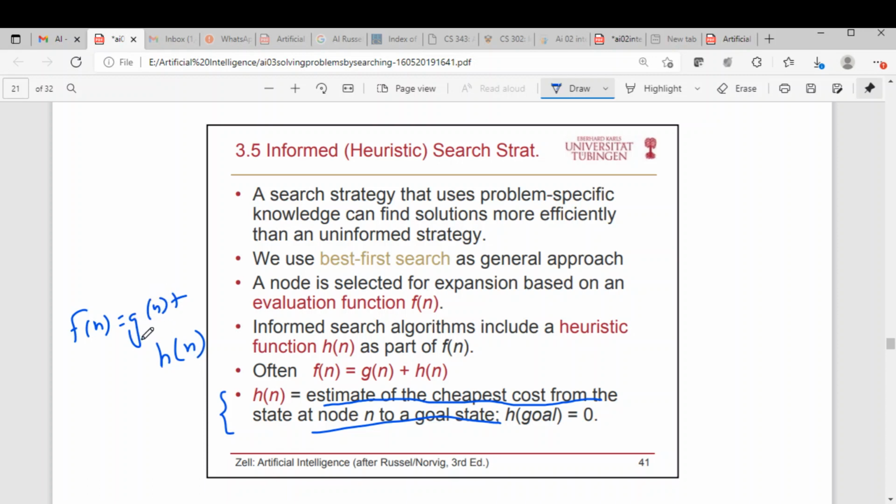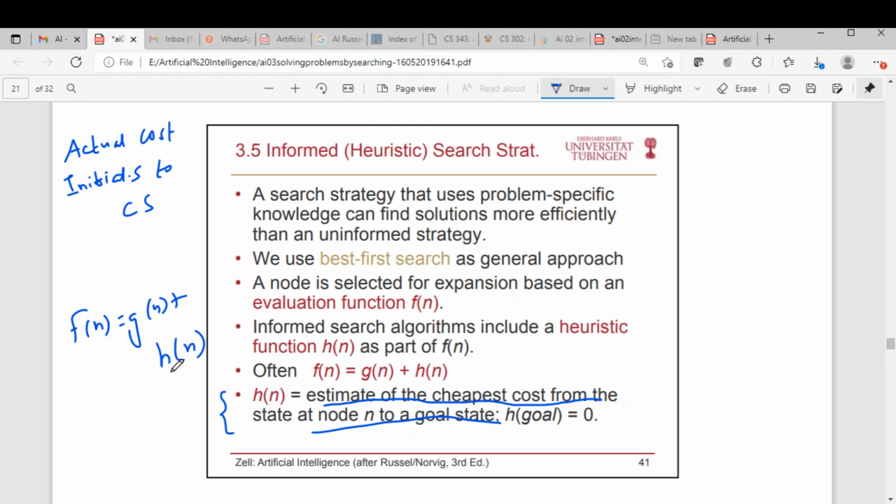And what is g of n? G of n is the actual cost. G of n is the actual cost from the initial state to the current state. Okay, so please try to understand. G of n is the actual cost from the initial state to the current state. So it is the actual cost from the initial state to the current state.